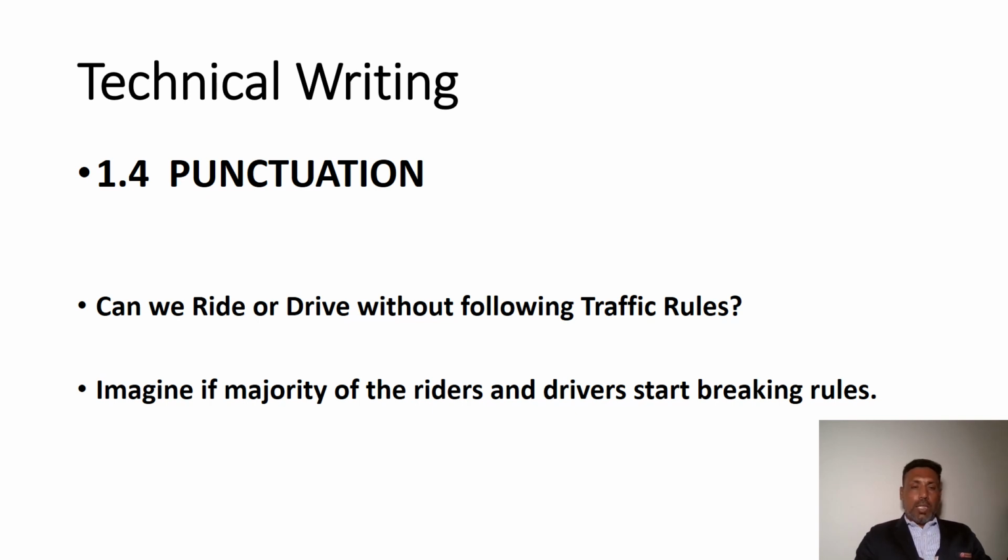Okay, let us agree with them. Most of them do it. They are serious about traffic rules only when the traffic policeman or the CCTV camera is near them. They start following the rules. They remove their helmets and wear them because a traffic policeman is standing in front at the signal. So some of them literally do it. They drive or ride without following traffic rules.